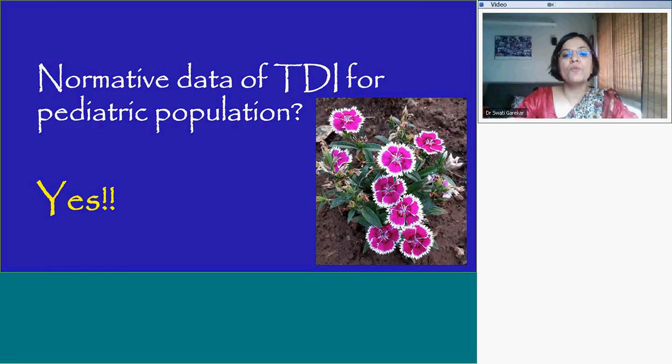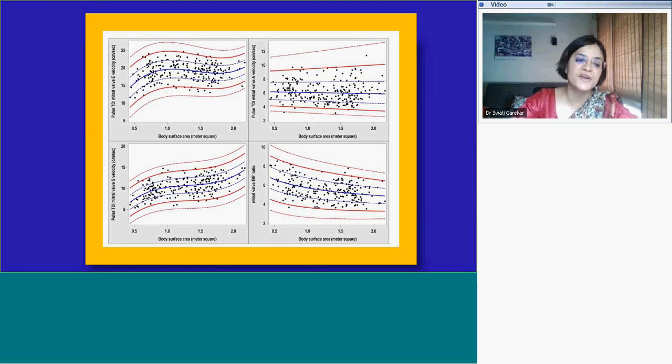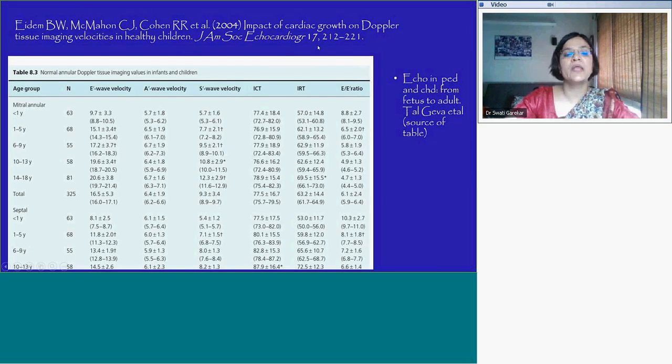We have normal data for TDI for the pediatric population as well. The very same paper published in 2015 has generated E prime velocities, S and A, and also E by E prime ratios. So with a BSA of 0.5, your E by E prime ratio top limit of normal is around 9. There are tables available from other publications. This is Shiva's book, this table. The data was actually published in 2004.